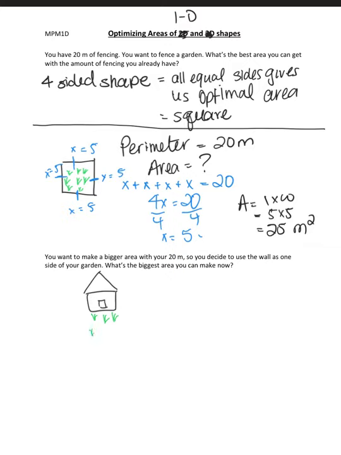And I'm thinking to myself, if I actually use that wall that I already have of my house, I could probably make a bigger garden here. So you can see that that's looking a little bit bigger than up above. And really, I'm only enclosing 3 sides. So my perimeter here is still going to equal 20 meters. Okay. But now I'm only enclosing 3 sides here.